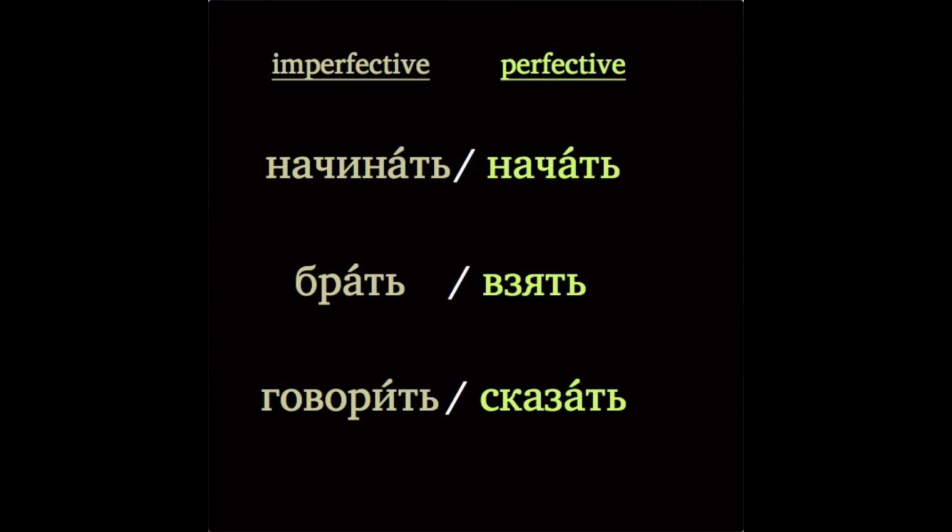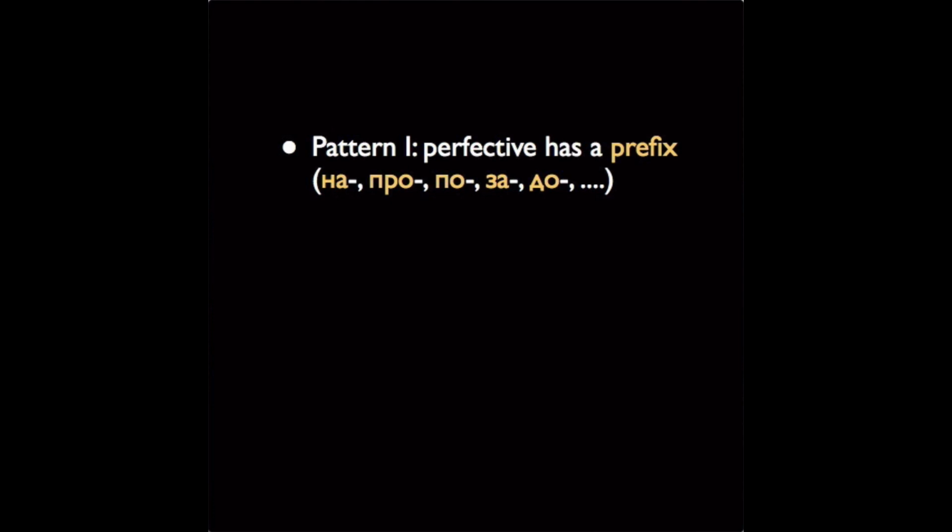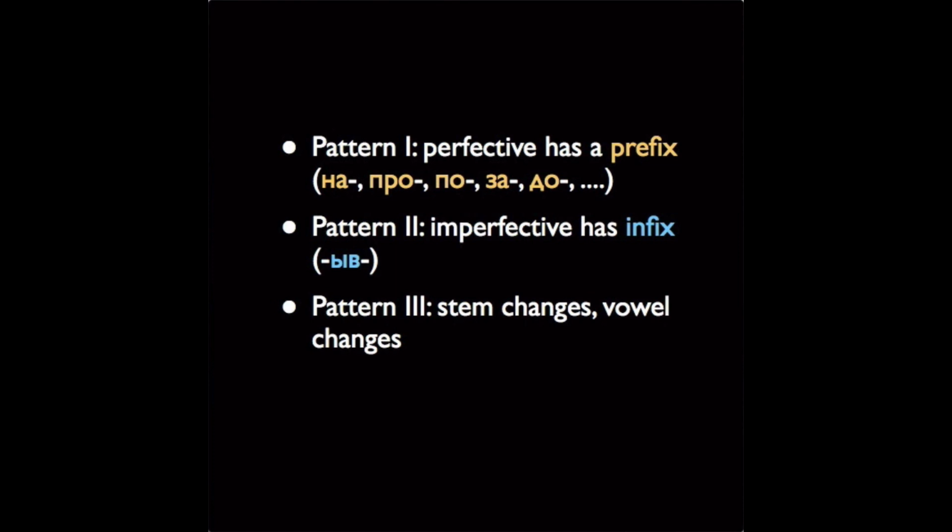Summing up, while you can't predict what an imperfective-perfective pair will look like, there are some patterns that will help you recognize this relationship. Perhaps the most common pattern is that of prefixes. The perfective is formed by adding a prefix to the imperfective. Sometimes we add an infix to the perfective to derive the imperfective, as in показывать, показать. And sometimes you'll see stem changes or a different vowel in the ending of the infinitive of the two aspects. And with a few important verbs, the two aspects will look completely different, as in брать, взять, or говорить, сказать.